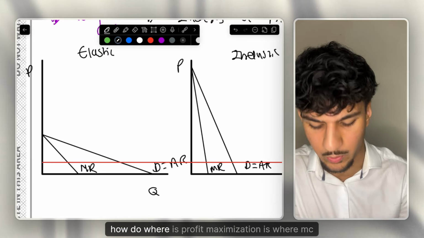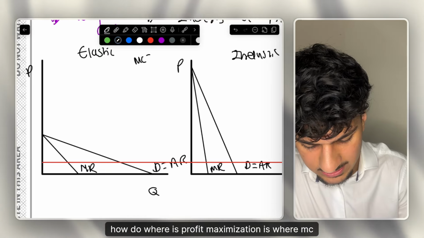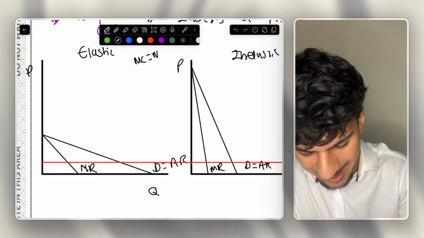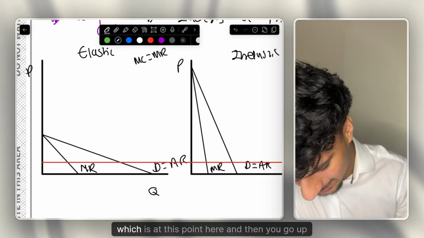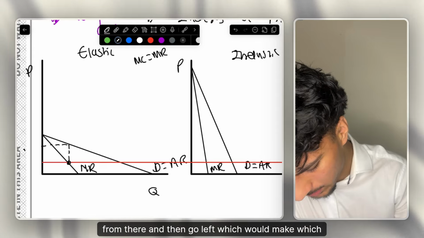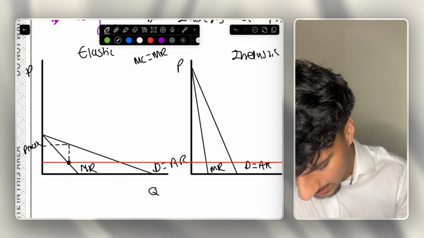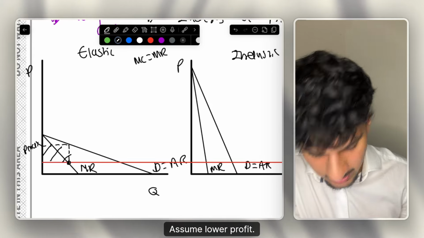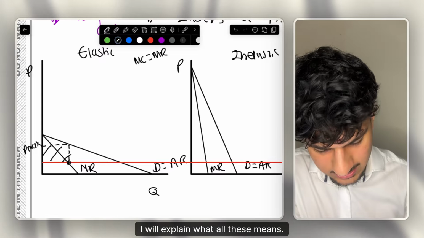Profit maximization is where MC equals MR. So where MC equals MR, which is at this point here, you go up from there and then go left, which would of course be P max. And now this would be your box of supernormal profit, and don't worry, I will explain what all this means.